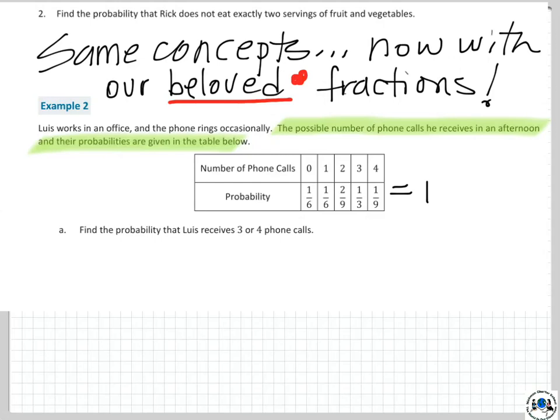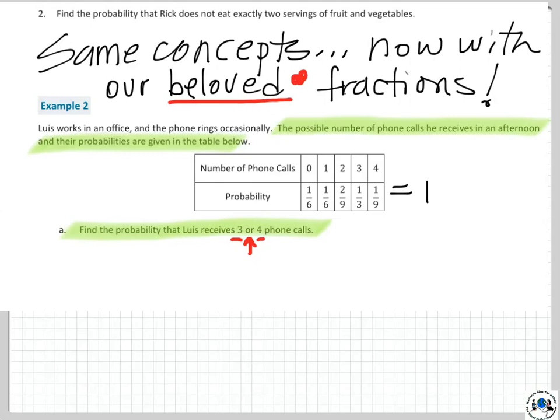But they, of course, are in different fractions. All those fractions, you will notice, are in lowest terms already, okay? And you can imagine what is going to be part of our assignment in this example. Okay, so go ahead and find the probability that Luis receives 3 or 4 phone calls. Okay, 3 or 4 phone calls.